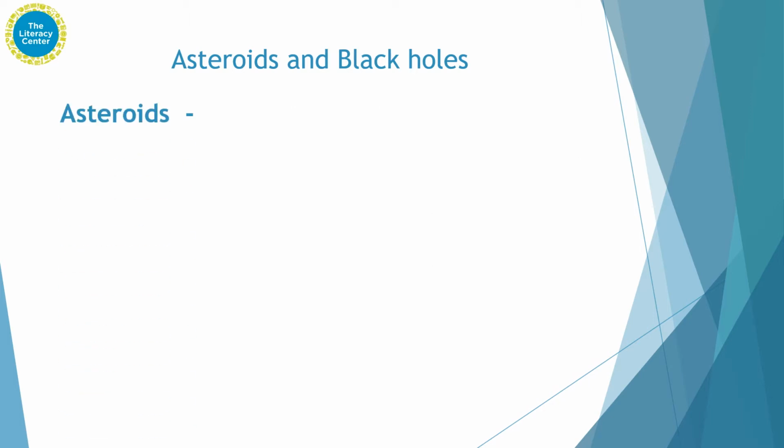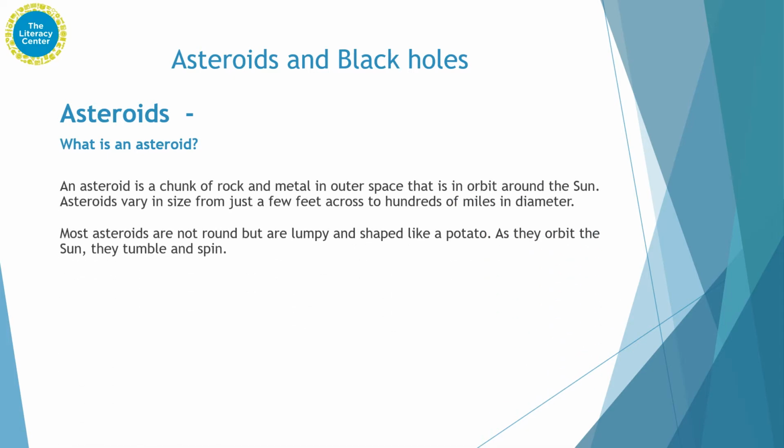What do we know about asteroids? What is an asteroid? An asteroid is a chunk of rock and metal in outer space that is in orbit around the Sun. Asteroids vary in size from just a few feet across to hundreds of miles in diameter. Most asteroids are not round but are lumpy and shaped like a potato. As they orbit the Sun, they tumble and spin.